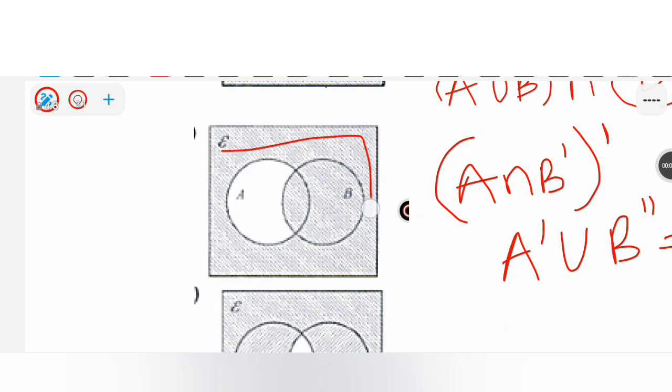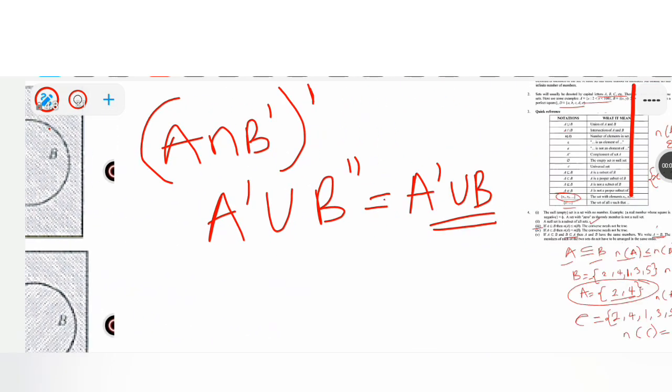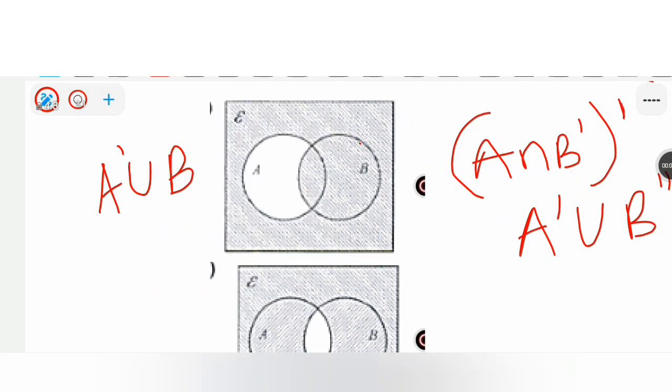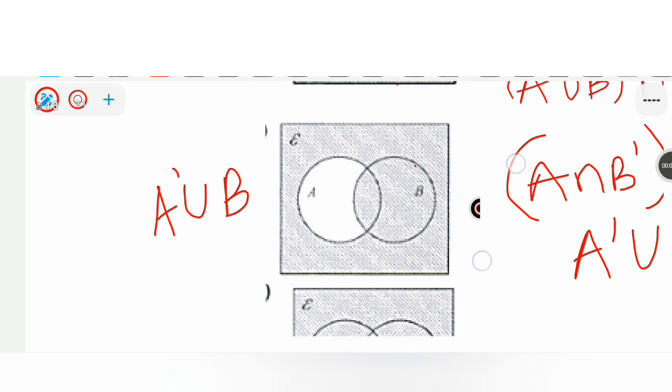Everything in this shaded portion here is already A prime, right? Everything outside A, including everything like this, is already A prime. So that means you have A prime, and the whole circle of B was shaded. Okay, so that's A prime union B. This is the same thing as what we got here. So any method you like, you can just apply it.